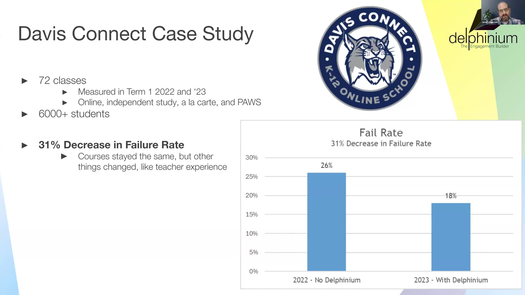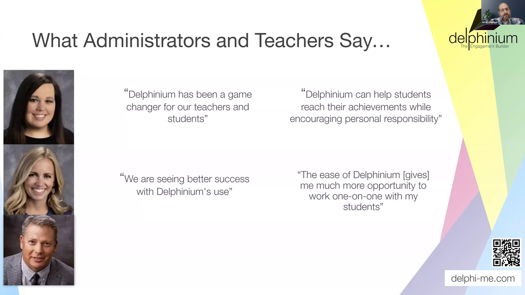Here's a case study we did at the Davis Connect, where we had 72 classes in Delphinium with 6,000 students. The first term, we gathered the data without Delphinium, and then the same term in the following year, we put Delphinium in, and we were able to show a 31% decrease in the failure rate. These are purely online classes where the students have never seen the other students or the teacher. I'm unaware of any other intervention that can get those kinds of results.